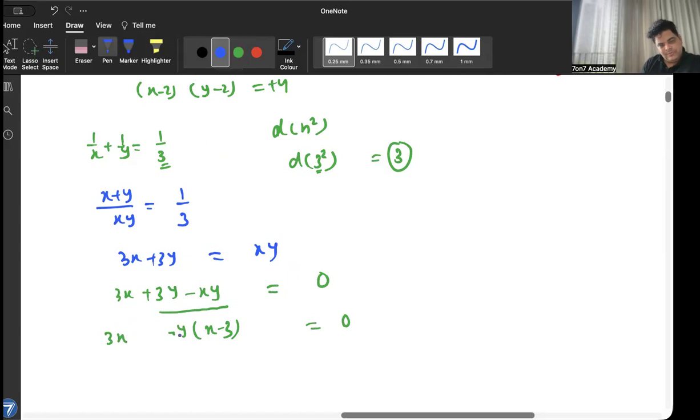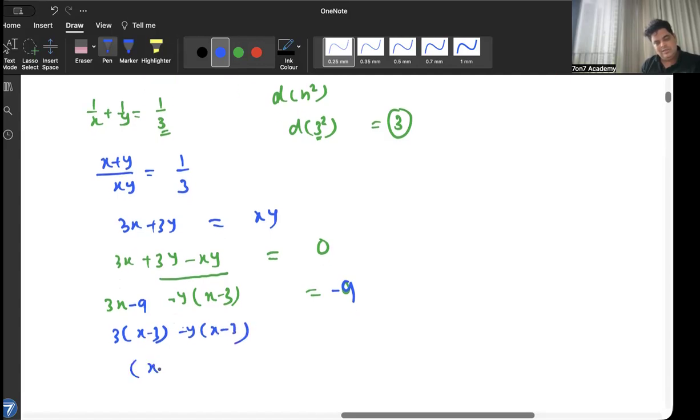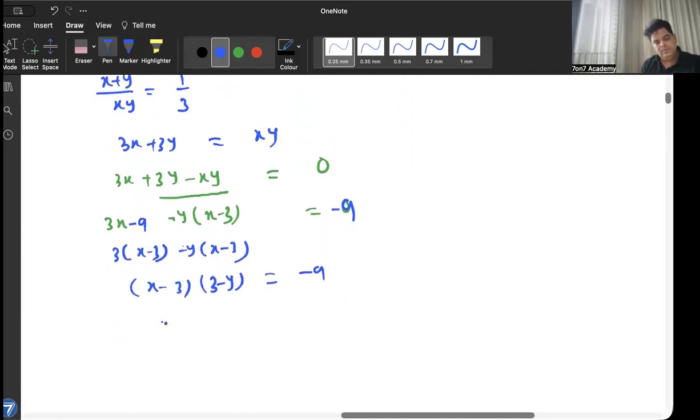Now you want x minus 3 only. So you subtract 9 here, subtract 9 here as well. So you can factor out 3x minus 3, and then you will take here minus y, and then x minus 3. Then you can again write x minus 3 minus y is equal to minus 9. So flip it. So x minus 3, y minus 3 is equal to 9.